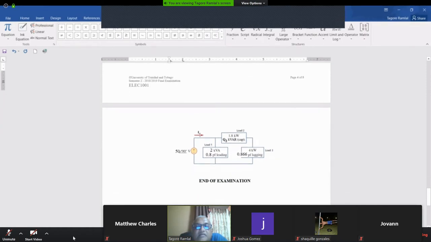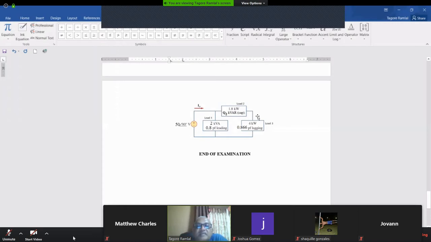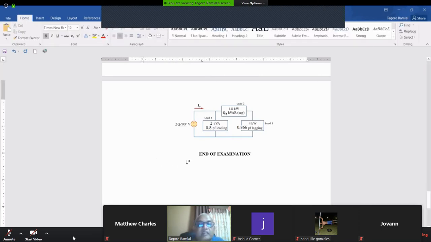All right. So let's look at this question here. This question, they want us to find this current I0. So what is important here? We have the loads given in different forms. So load one, this here is S1. So S1 is 2 kVA and 0.8 power factor leading. Notice I'm writing on this. So a power factor leading is really a capacitive circuit.